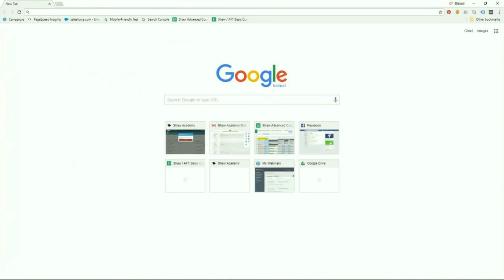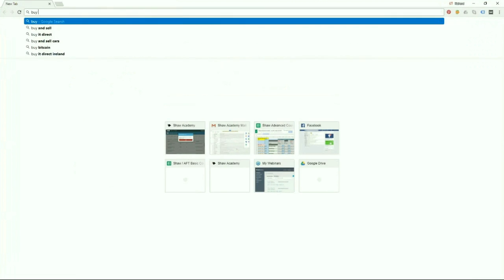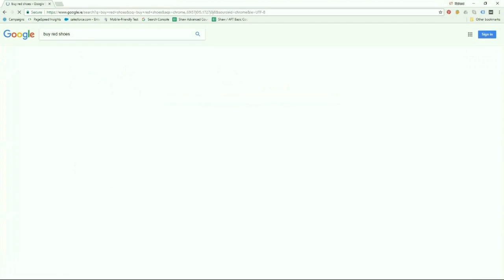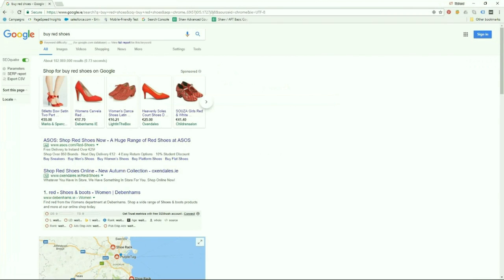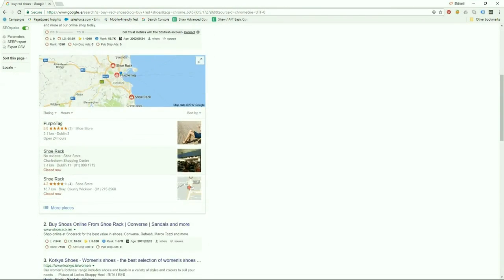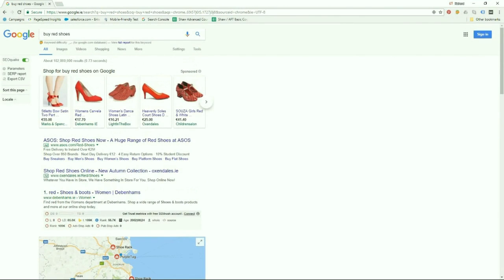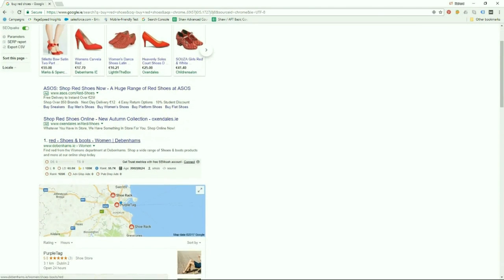Let's have a look here. We're gonna Google, right? Buy red shoes. Okay. So you can see everything that comes up. There's loads of site links, reviews. There's keywords. You can see what keywords are being used. Okay, just to show you: buy red shoes, red shoes. Shop red shoes now. That's another word for it.